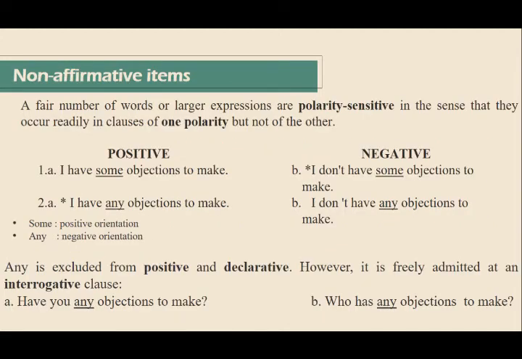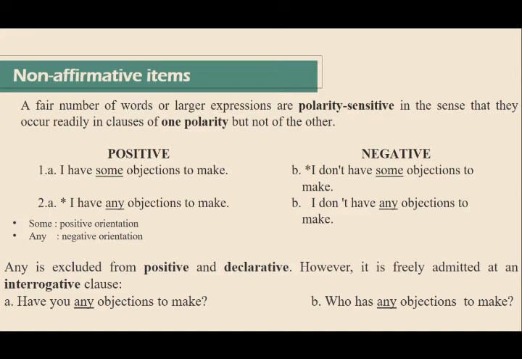The next is about non-affirmative items. A fair number of words or expressions are polarity sensitive. It means that they occur in clauses of one polarity but not of the other. For example, I have some objections to make. It's correct because some is used in a positive sentence. But we cannot say in the negative, I don't have some objections to make. Therefore, we say that some has positive orientation.